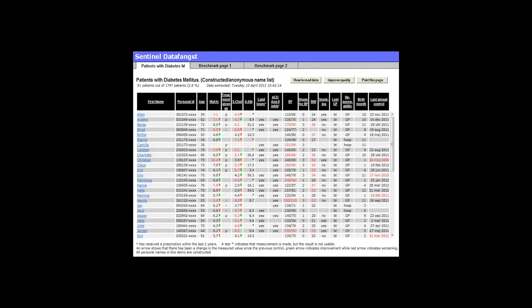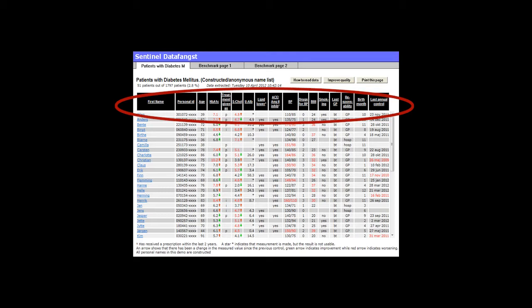Here you have an overview of your diabetes patients. You have 797 patients in your clinic, and 51 have diabetes. Here you can see the single patient, anonymized. And here you can see the HbA1c level, and the treatment of insulin or tablets, and the cholesterol level, and whether it's going down or going up. With a red arrow, it's going up, and green is going down.